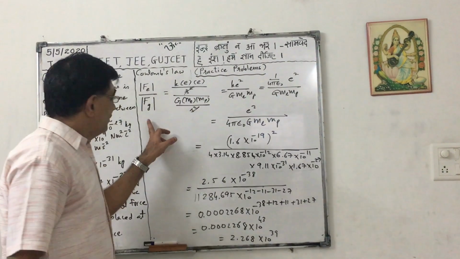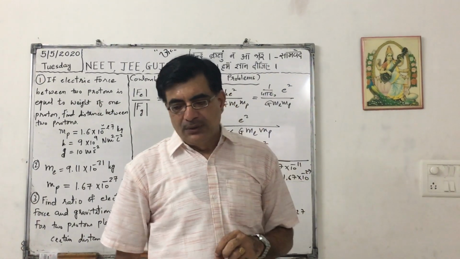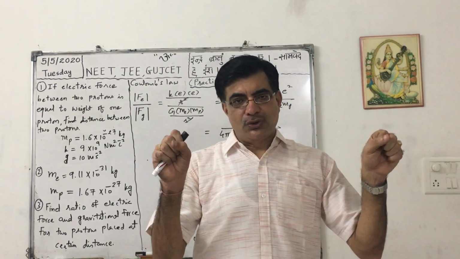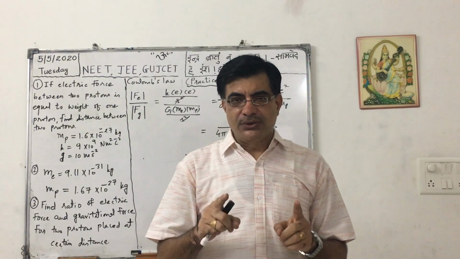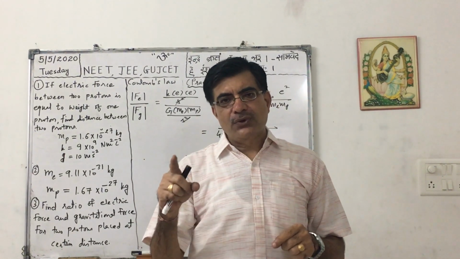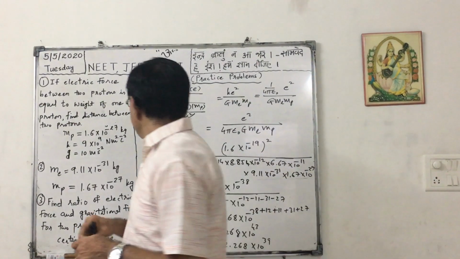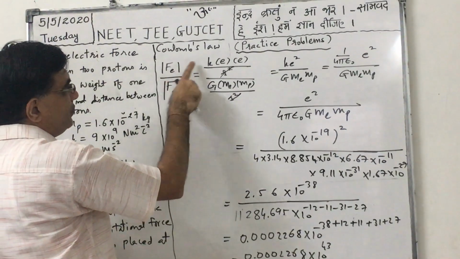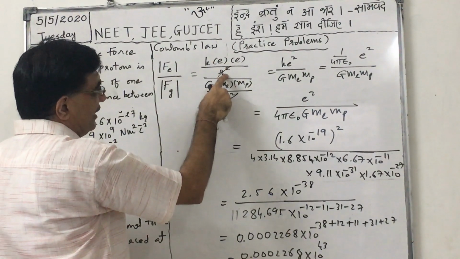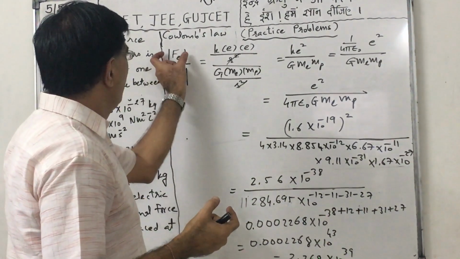So, second sum, that is just a revision of yesterday's sum. One electron and one proton are at a certain distance, and we have to find the ratio between electric force and gravitational force. So, electric force upon gravitational force. We know that electric force equals k q1 q2 upon r square, where q1 and q2 both are e. Here we are considering only the magnitudes.